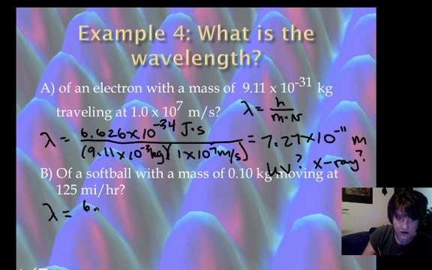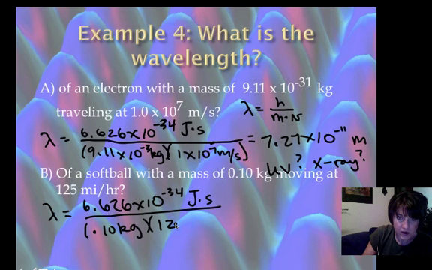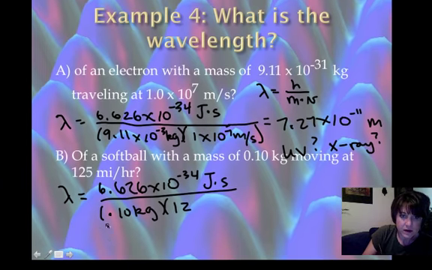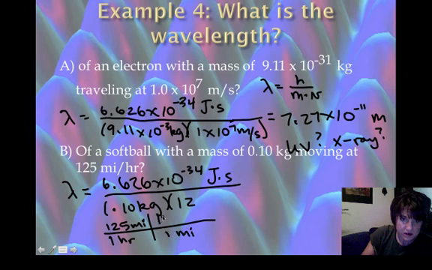So let's take Planck's constant, and we're going to divide by the product of mass times velocity, even at this incredibly high velocity for a softball. 125 miles per hour. Wait, I can't put miles into a physics equation. All right, we're going to have to do a T-table. 125 miles per hour means miles over hours, right? And a 1600 is a mile, so 1 mile is 1600 meters.